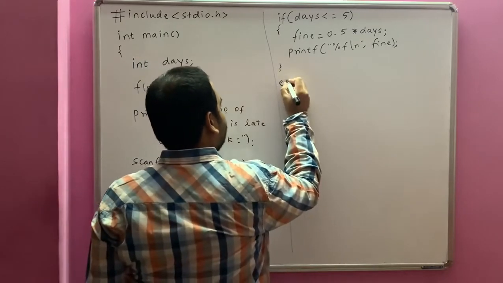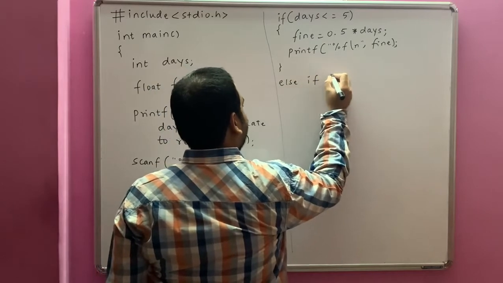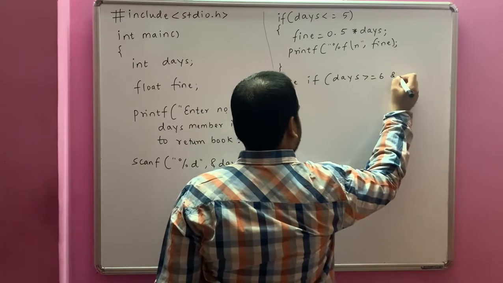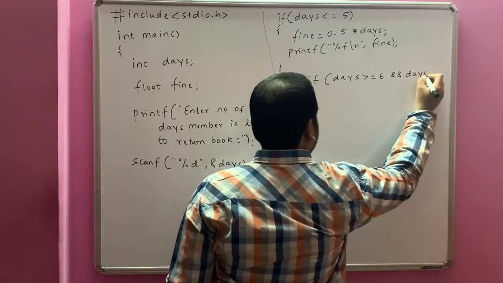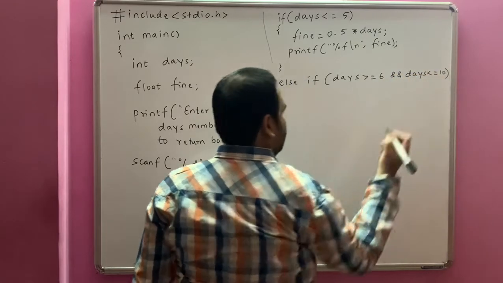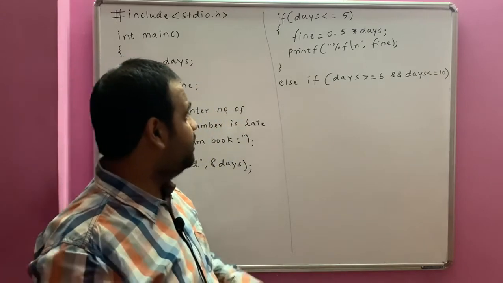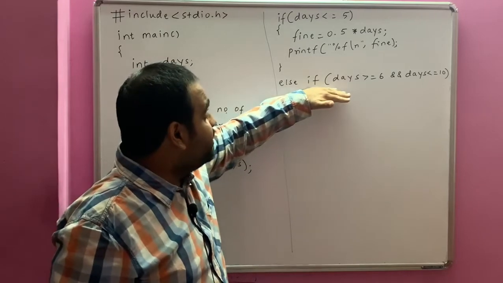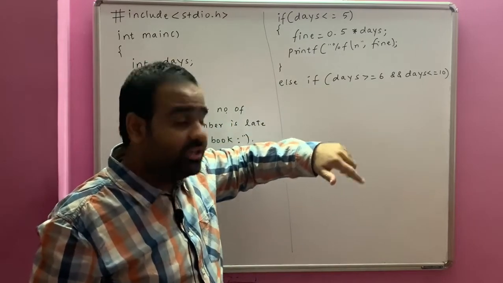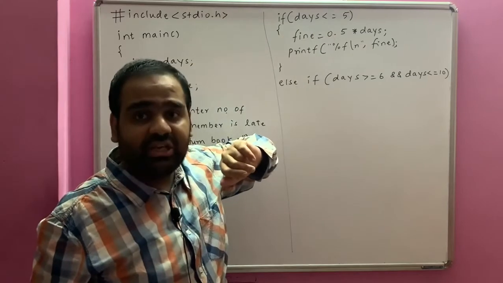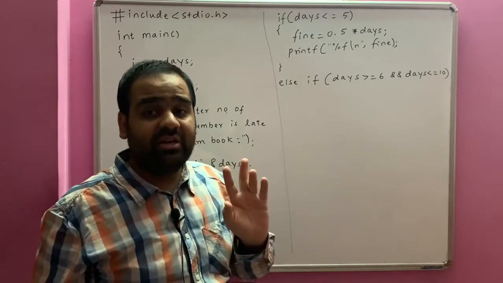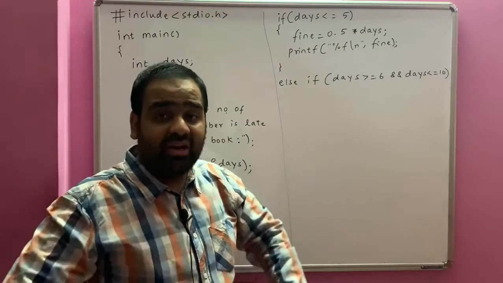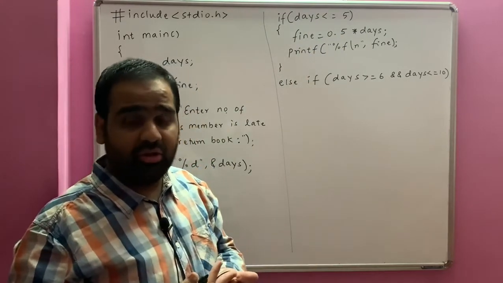Therefore, we write here else if the number of days is greater than or equal to 6 and the number of days is less than or equal to 10. Now my question is, do I need to check this condition? No. Why? The else if ladder will execute the second condition only if the first condition is false. And when will the first condition be false? When the number of days is greater than 5. Now when I say greater than 5, it means it is 6 because it's a whole number.